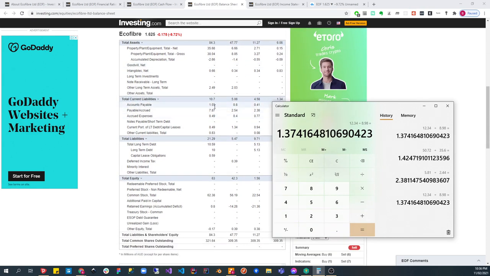Current liabilities have doubled, but that's fine. It's still got enough cash, because we look at the quick ratio. It still has enough cash to last around 3 and something years. So that's a good thing.